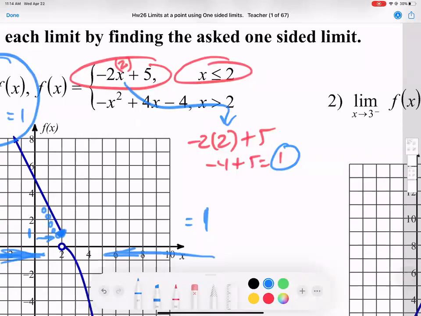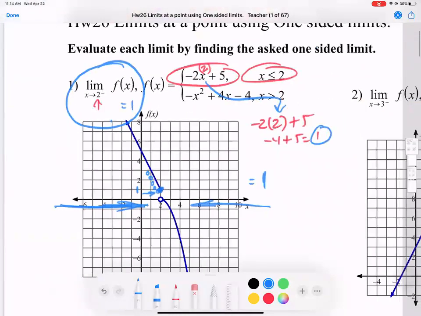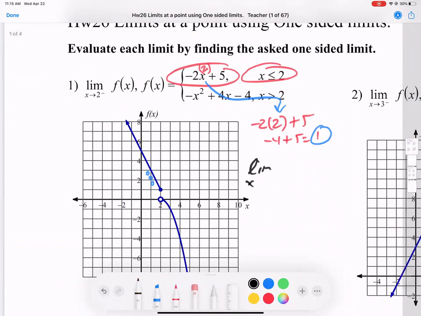Okay. What if I change this question slightly, and instead of putting a negative sign, I made this into a plus? The limit as x approaches 2 from the plus, the right side of x. Well, on the graph, this is the right side. As we get closer to 2, the y value starts crawling up, and the y value looks like it should be 0, right? Isn't that 0? The y value looks like 0 from the right side.